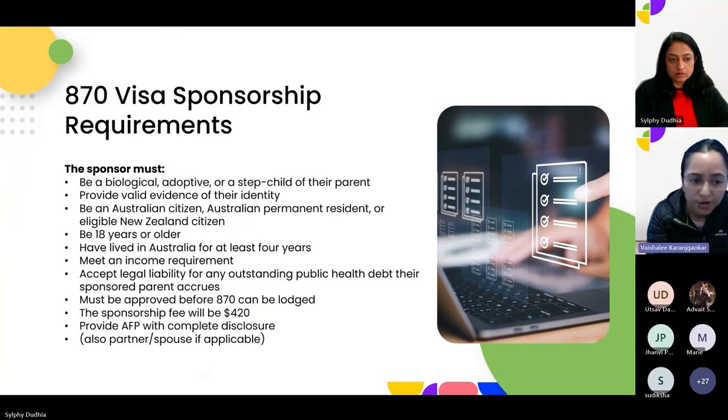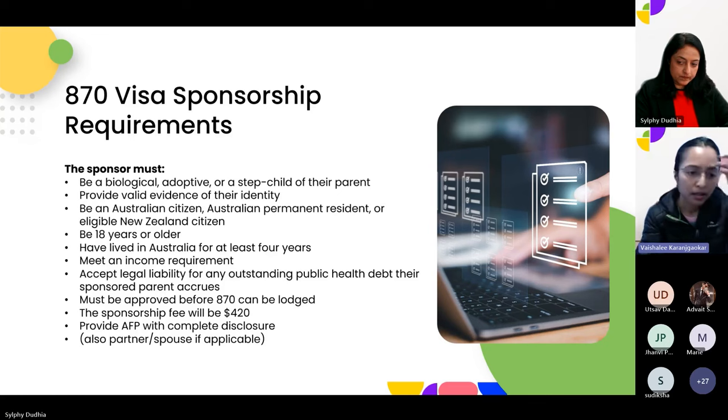If we look at the sponsorship requirements, very much obvious that they have to be a biological or adoptive child. To prove their relation, sponsors and applicants both will have to provide their birth certificates. So if a child is applying for sponsorship, they need to show family books or birth certificates which have both their parents' names on them. If there are no birth certificates available, maybe school leaving certificates which show their age and parents' names may suffice as well.